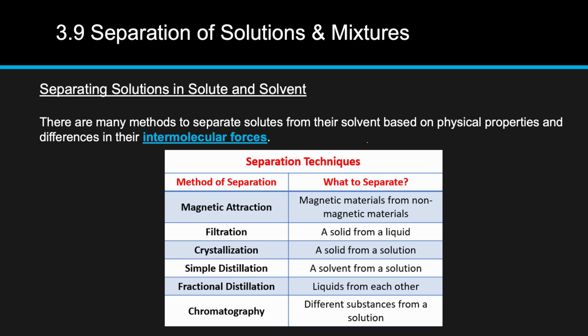Filtration removes a solid from a liquid. Crystallization pulls a solid out of a solution, and distillation methods separate liquids based on boiling points. Finally, we also have our chromatography, which separates different substances from a solution depending on how they interact with the stationary phase, which we will talk about in a later slide.